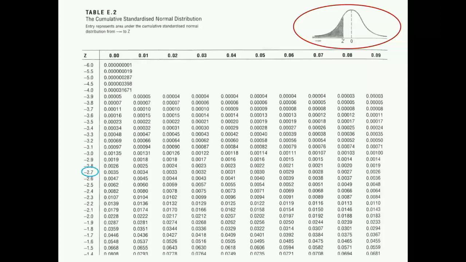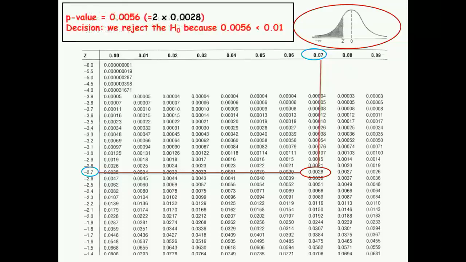77. I found 0.028. Do I have to multiply by 2? Yes, I have to multiply by 2. Why? Because we are doing a two-tailed test. So I multiplied by 2 and I got 0.0056. Because 0.0056 is less than alpha, I reject the null hypothesis.